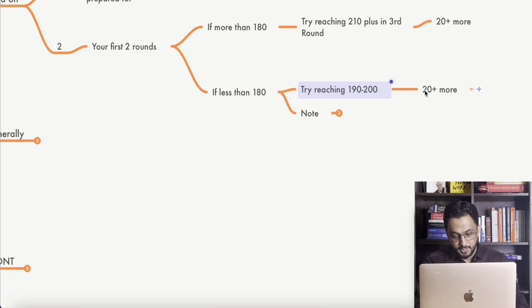Some people tell me, sir, I attempted only those questions that I knew and was very confident about. Now this was true 10 years back when questions were direct repeats. Around 220 questions were repeats. So people used to attempt whatever they knew so that there were minimum negatives. Now it is not like that.